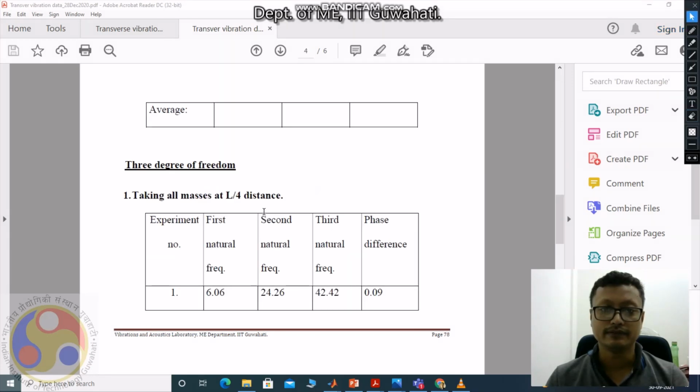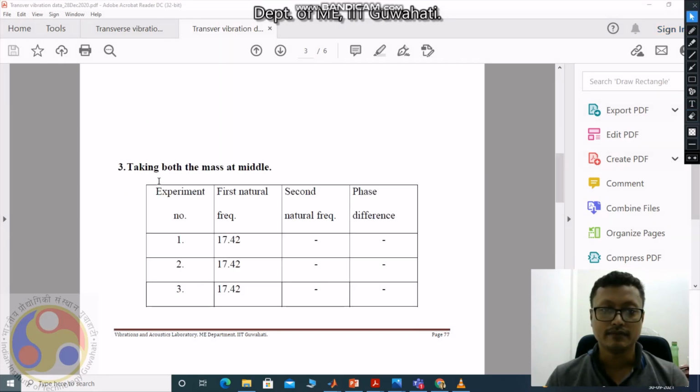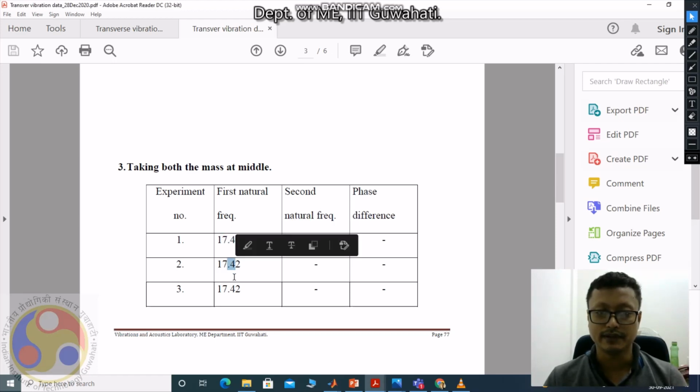And for the case where both masses are taken in the middle position, this is the first natural frequency. The general natural frequency is not given here. Only one mode, so you can get only one frequency there. This is for 2 degree of freedom.